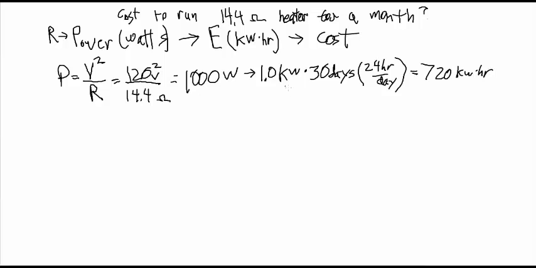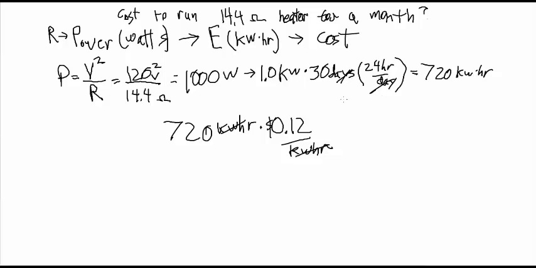Now, I don't know about you guys, but I think we're paying upwards of 12 cents per kilowatt hour. So we just need to multiply that amount of energy times the cost per kilowatt hour. Oh, and while I'm at it, let's cancel days up here. And we get $86.40 for that little heater.